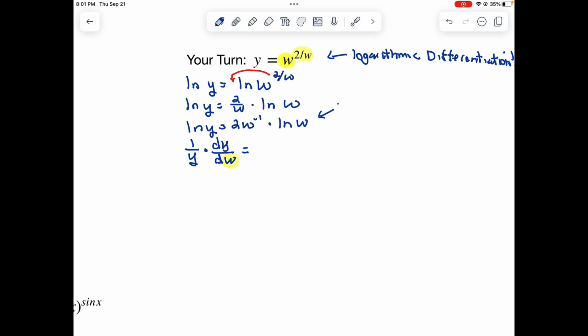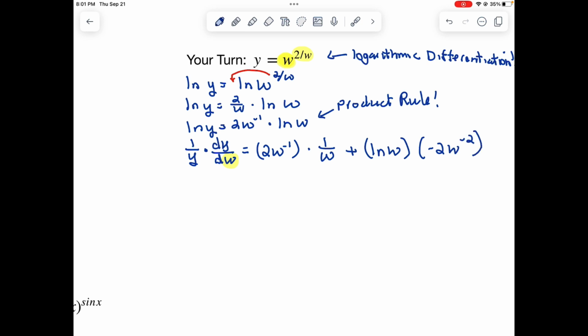Okay, we're going to have that equal to the derivative of the right-hand side. To do this derivative, I'm going to need to do the product rule. So that is the first function, copy down, times the derivative of the second function, which is 1 over w, plus the second function, copy down, times the derivative of the first function, which is the power rule. So it's going to give us negative 2w to the negative 2. Let's clean up that right-hand side.